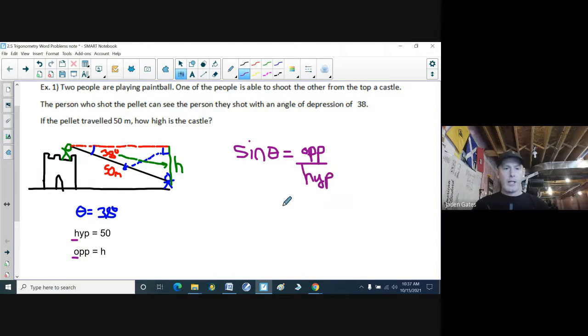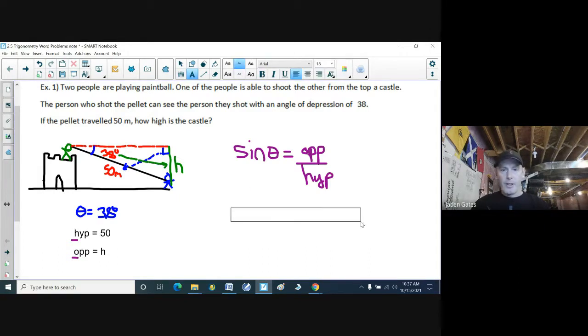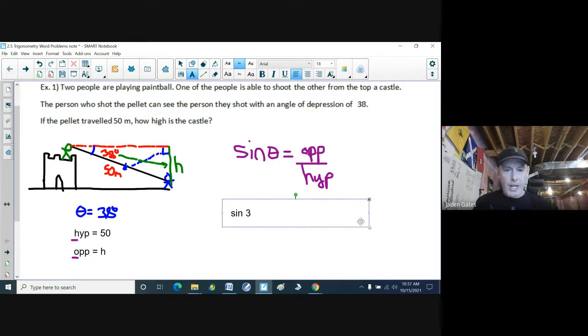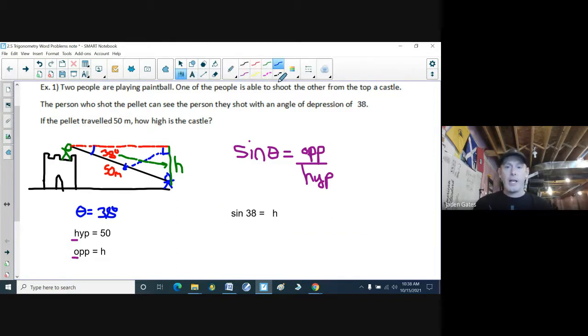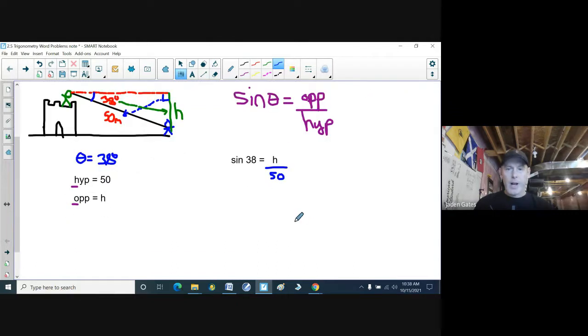All right, let's see. Now I'm going to sub in my information. So I'm going to have, let's see here, sine 38 degrees is equal to, make sure I got things in the right order here, opposite is h, that's our height, and below it is our hypotenuse, which is 50. All right, so now I got to simplify this.